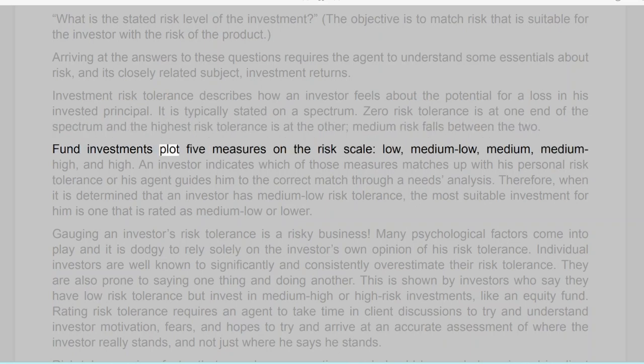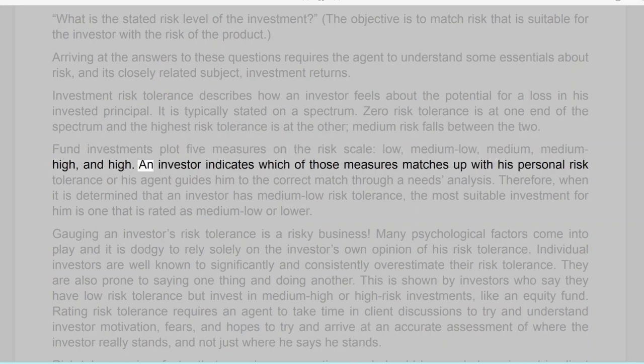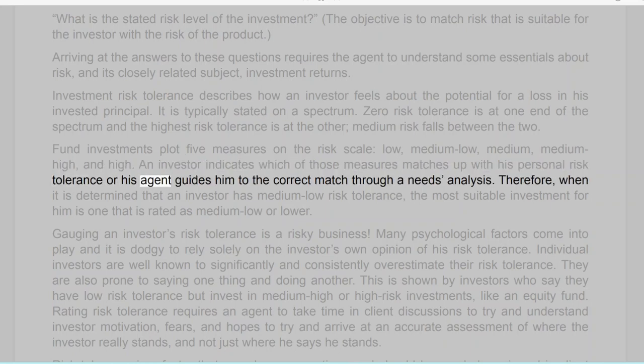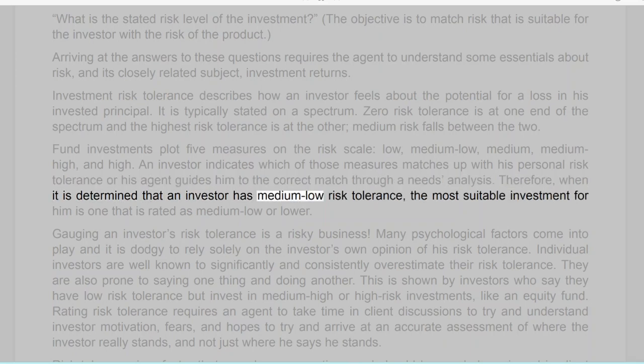Fund investments plot five measures on the risk scale: low, medium-low, medium, medium-high, and high. An investor indicates which of those measures matches up with his personal risk tolerance, or his agent guides him to the correct match through a needs analysis. Therefore, when it is determined that an investor has medium-low risk tolerance, the most suitable investment for him is one that is rated as medium-low or lower.